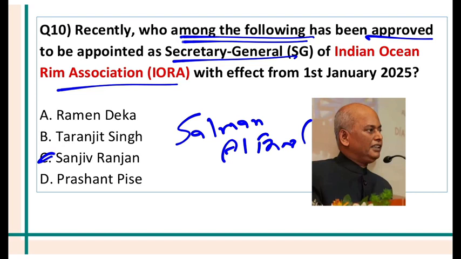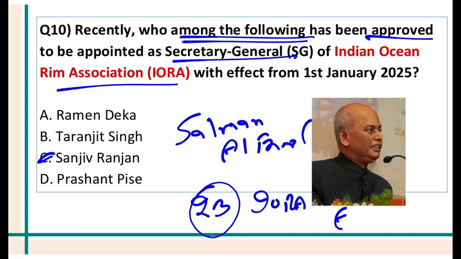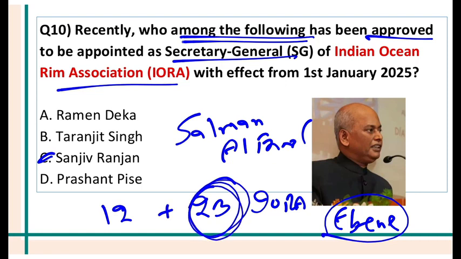Now, Indian Ocean Rim Association is an organization of multiple countries. Currently there are 23 members of Indian Ocean Rim Association, and it is headquartered in Ebene. Ebene is a city in Mauritius. And 23 members and 12 dialogue partners are also there. But just remember the number of members. So 23 members are there.